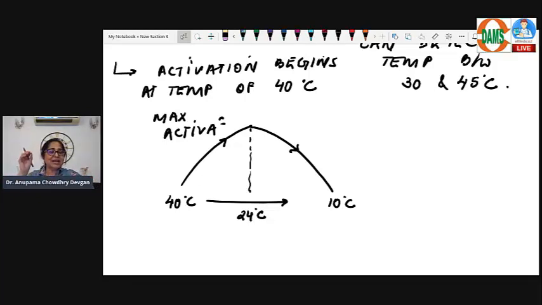If an object is at 24 degrees Celsius, there is maximum activation of these cold thermoreceptors. These are somatic receptors. They are detecting the temperature of objects placed on the skin. If an object at 24 degrees Celsius is placed on the skin, there is maximum activation of the cold thermoreceptor. As the temperature of the object goes below 24, the activation of the cold thermoreceptor reduces. Below 10, they stop responding.